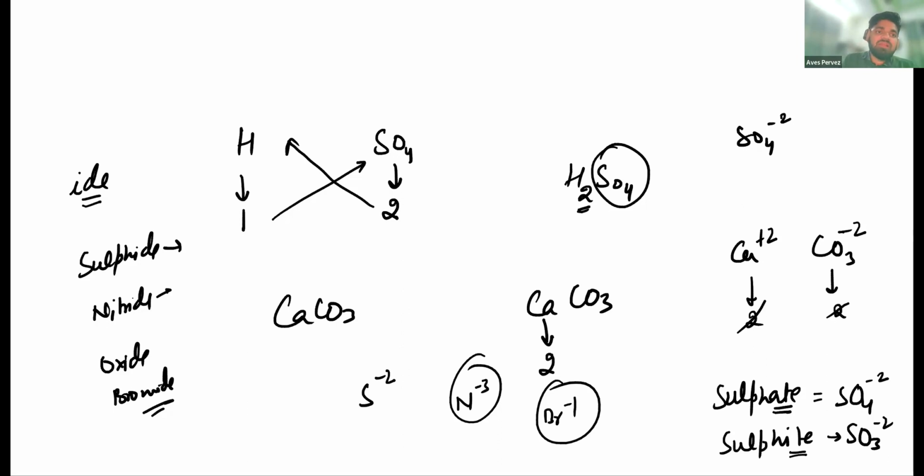Okay. And similarly, if we are going to have phosphate, the phosphate is going to have PO4 with valency 3. PO4 is going to have valency 3. Whatever is written here is considered to be the valency.